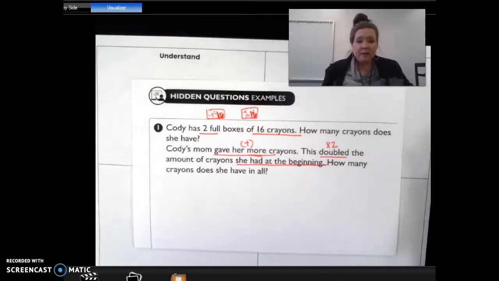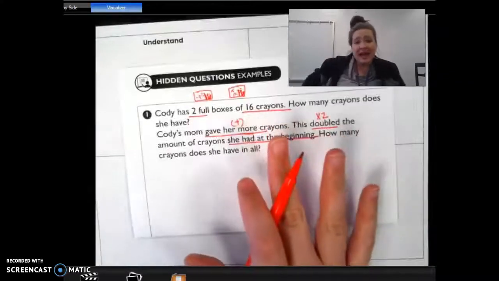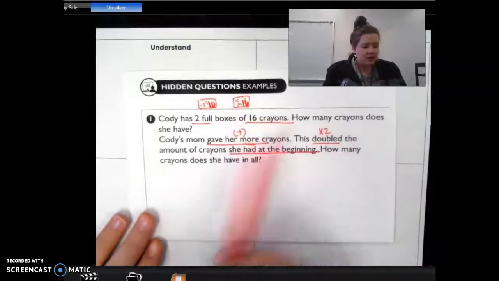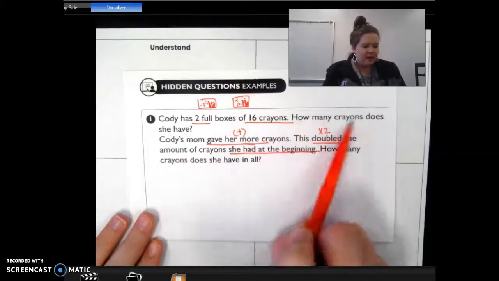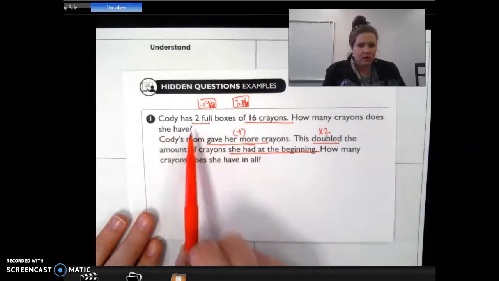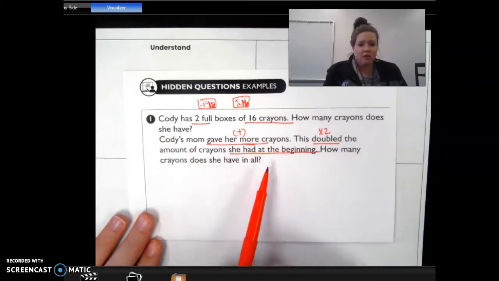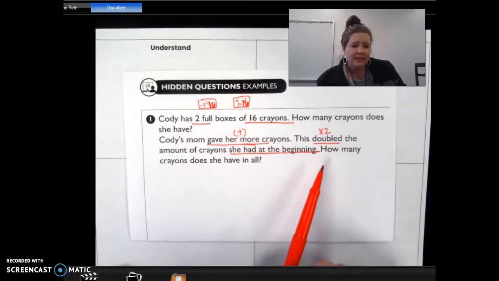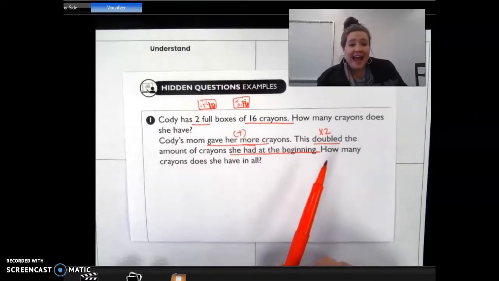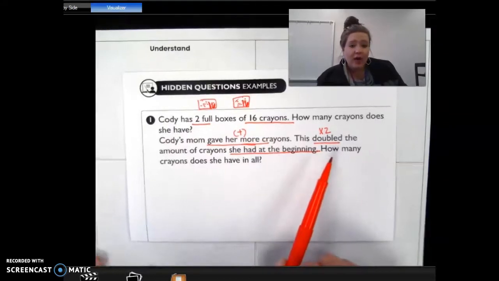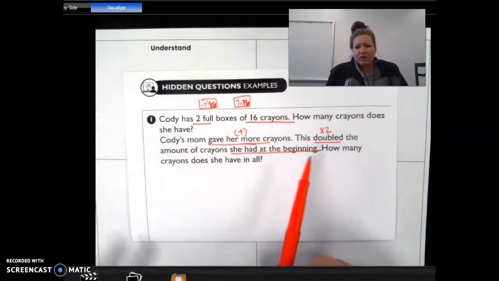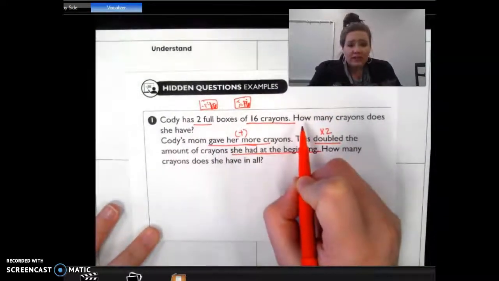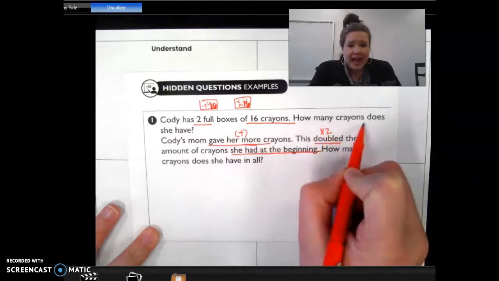Well, in this one, because of the way that this problem is written, this question doesn't really have a hidden question, okay? But what I want to do is look at the question marks. How many crayons does she have? Question mark. How many crayons does she have in all? Question mark. In order to figure out how many crayons she has in all, I had to figure out how many crayons she had in the first place. So my hidden question here is, how many crayons does she have?